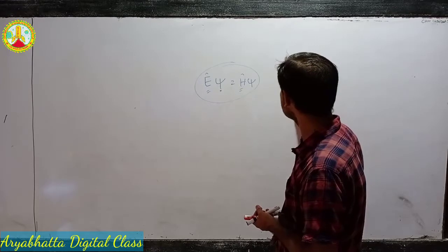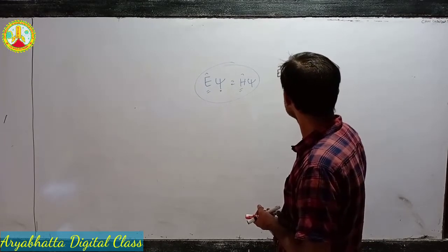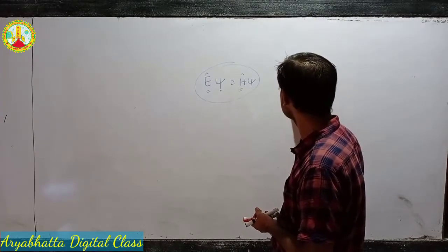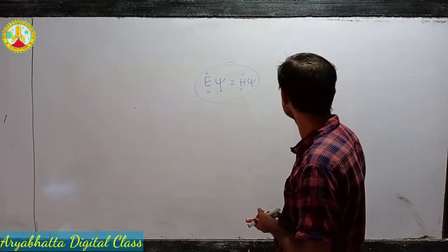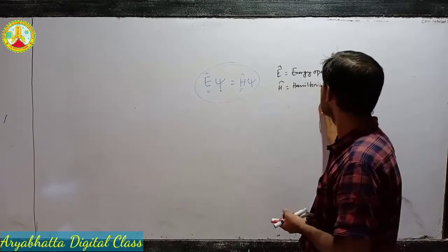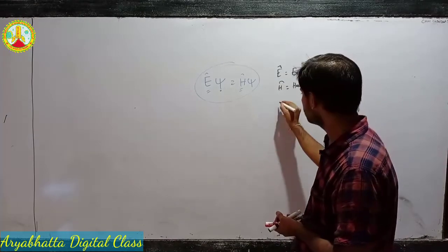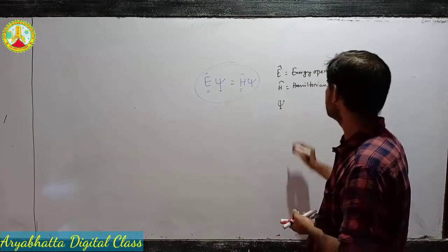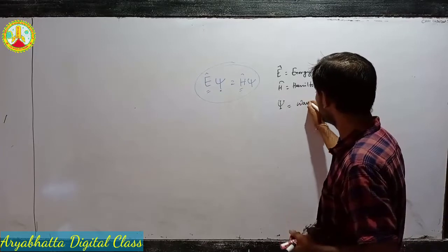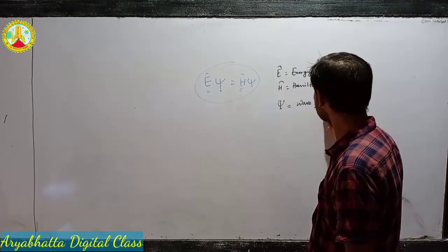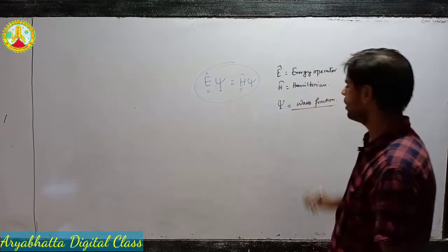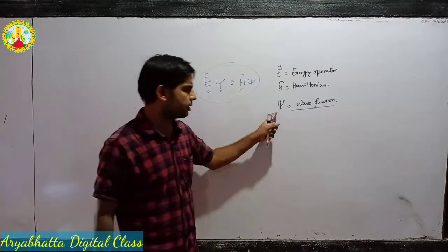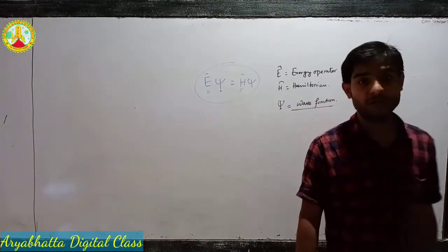the energy operator, H is the Hamiltonian, and now the main thing is, what is psi? What is this psi? This psi is called the wave function. We will mainly discuss this psi, the wave function. What is the wave function?